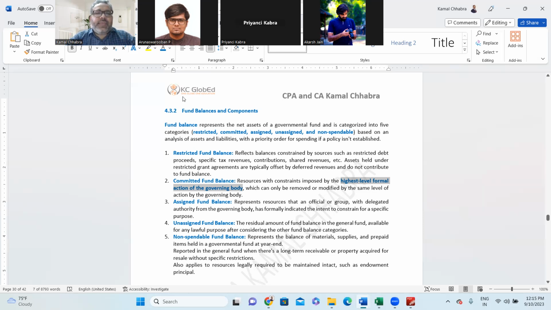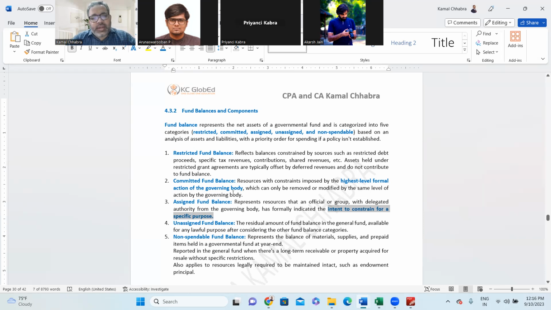Third one is assigned fund balance. Certain fund balance has been assigned for a specific activity, so that is considered as assigned fund balance. It represents the sources for which an official or group with delegated authority from the governing body has formally indicated the intent to constrain them for a specific purpose. So assigned means you have already aligned the money for the specific purpose.